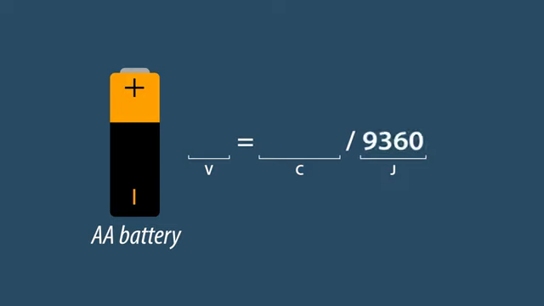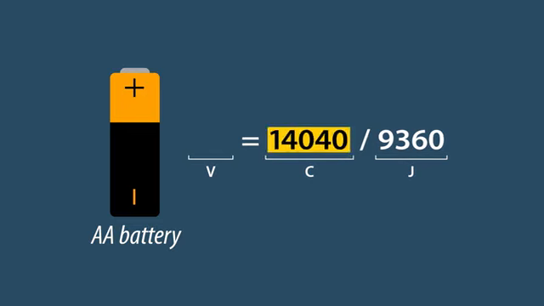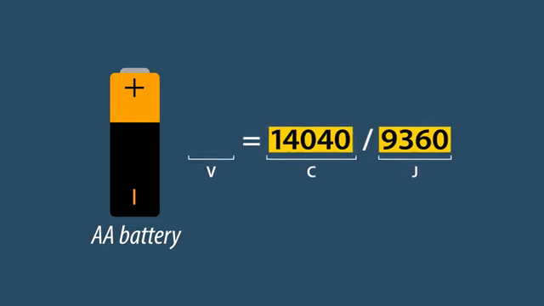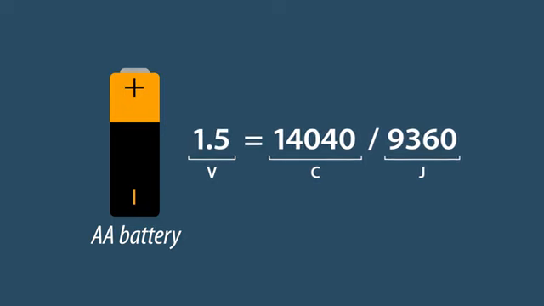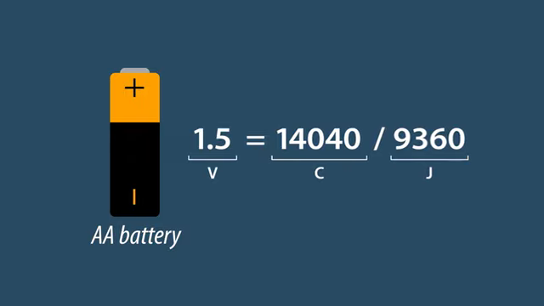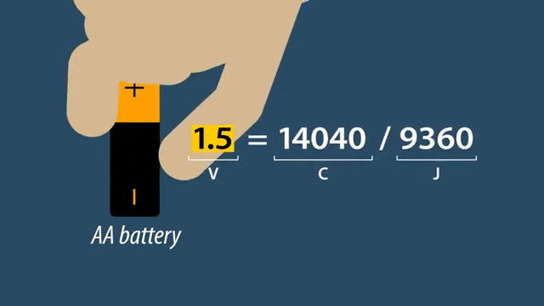A typical AA battery has 9,360 joules of energy and an electric charge of 14,014 coulomb. We can now calculate the voltage by dividing the stored energy, joule, by the charge, coulomb. The result is 1.5 volts. This means a typical AA battery has a potential difference between its positive and negative terminals of 1.5 volts.